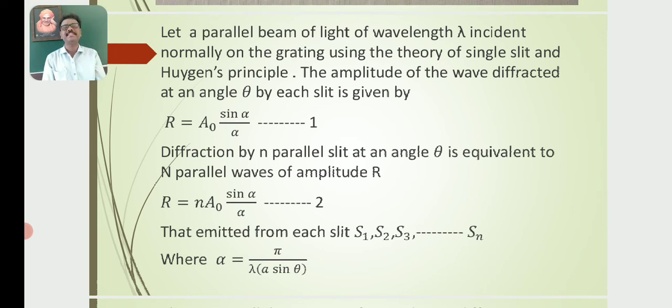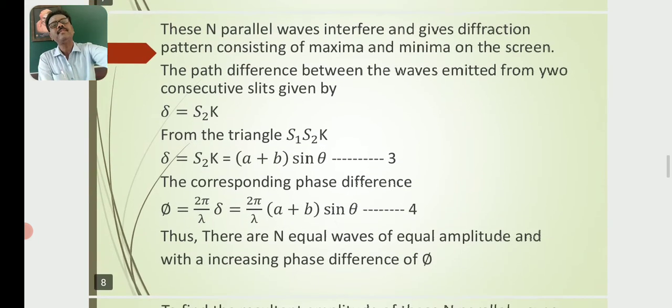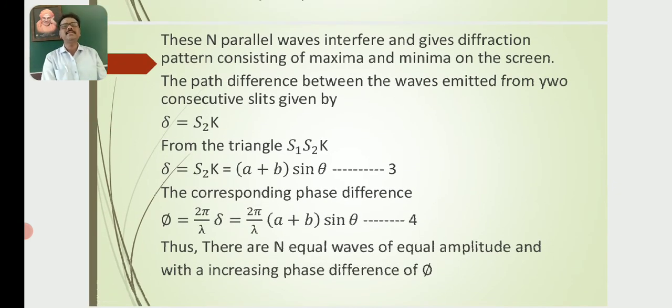These waves are emitted from each slit S1, S2, S3, up to Sn, where alpha is equal to pi by lambda into a sin theta, where lambda is the wavelength of light, a is the width of each slit, and theta is the direction, that is, the diffracted angle. These n parallel waves interfere and give a diffraction pattern consisting of maxima and minima on the screen.